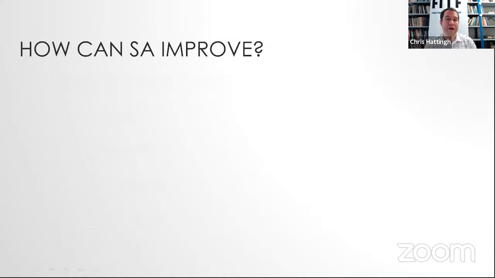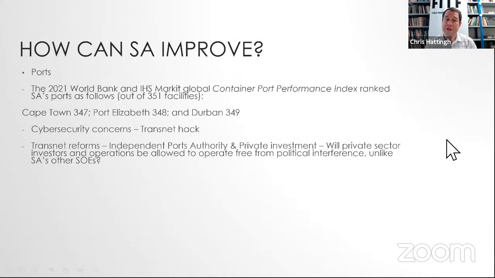So how can South Africa improve its freedom to trade ranking on the EFW? South Africa's ports do not have a good story to tell. According to the 2021 World Bank and IHS Markit Global Container Port Performance Index, South Africa's ports rank as follows out of 351 facilities: Cape Town at 347, PE at 348, and Durban at 349.